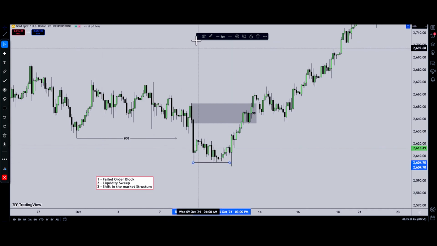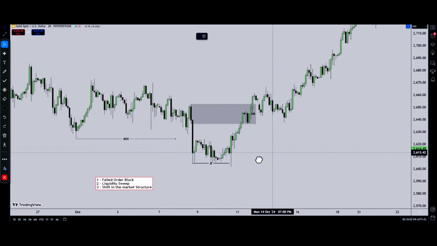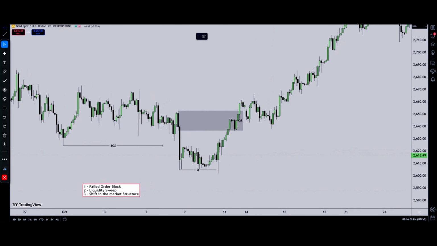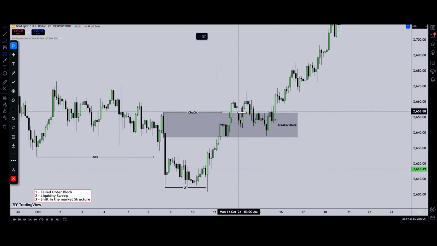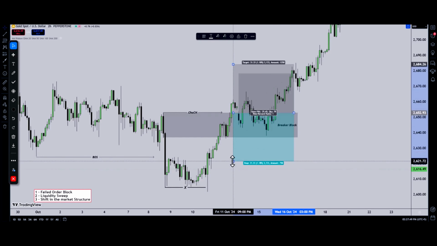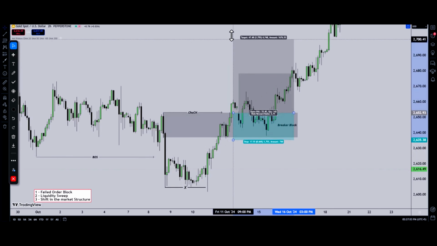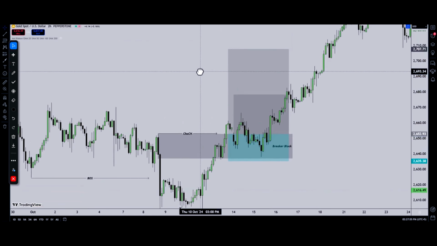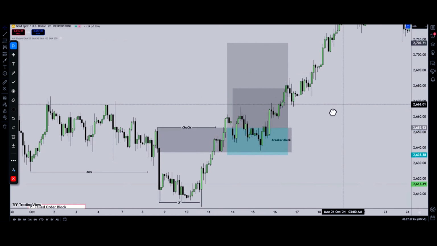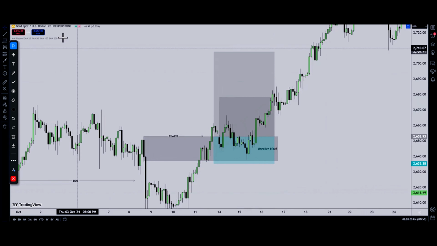The third rule is a market structure shift or change of character. If you look at the internal structure, the last wave before the structure break forms the highest point here. After this, the market breaks the structure and creates an order block. When all these points align and the order block fails, that area becomes a breaker block. Now, let's talk about entries. Once these three rules are fulfilled, you can take aggressive entries with a stop loss placed below this area. You can easily achieve a 1-to-3 risk to reward ratio.